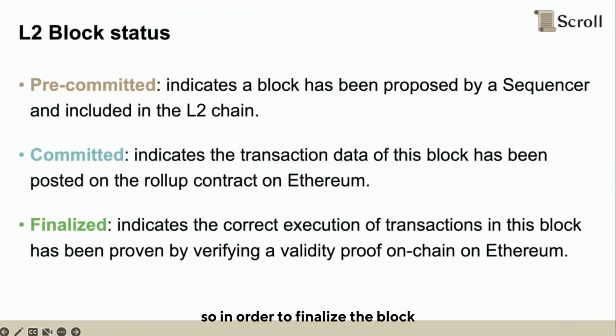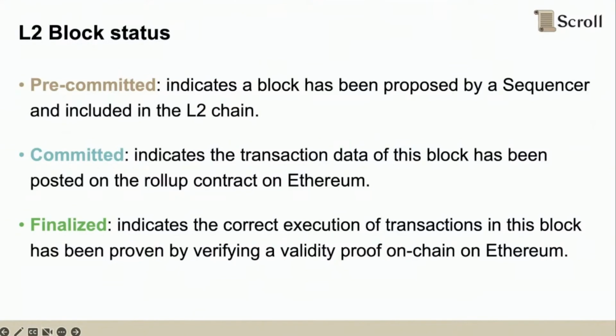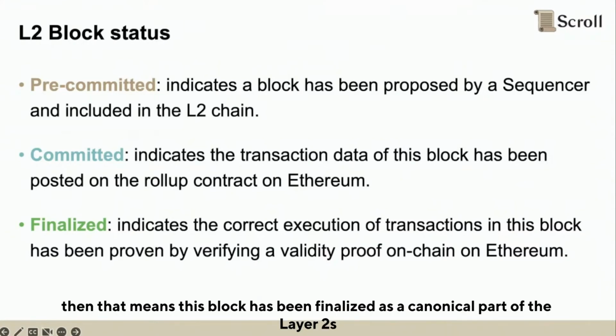So in order to finalize a block, you need to use the zkEVM to generate a validity proof of all of the layer 2 blocks and all of the transaction steps that happened. Then you send that validity proof to layer 1 and it is verified by a verifier contract. That means this block has been finalized, and it is finalized as a canonical part of layer 2.